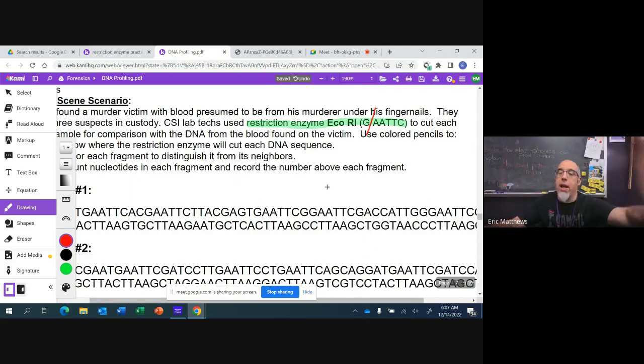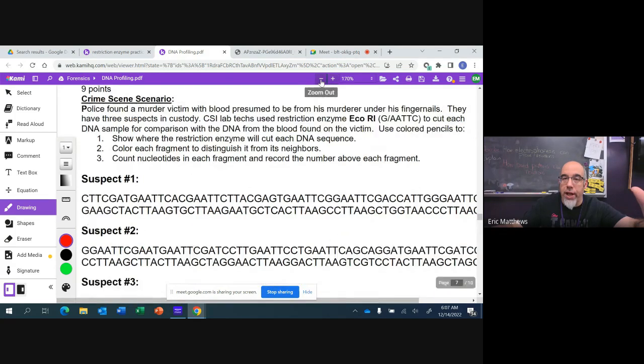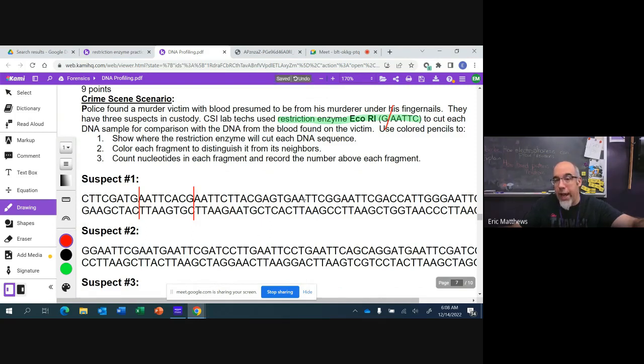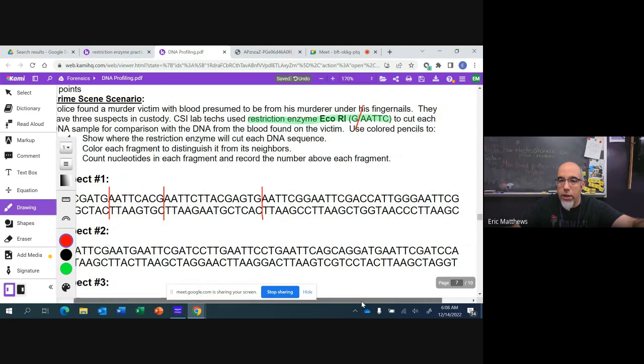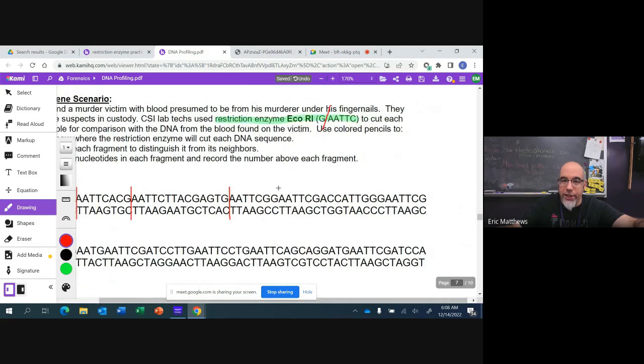So let me help you out with the first line. And then after that, you guys should be able to work on it. So we're looking for GAATTC. Here is a GAATTC. So I'll cut right after the G. Here is a GAATTC. So I'll cut right after the G. Nope, that's not it. Here's GAATTC. So I'll cut right after the G. Here is a GAATTC. Hopefully by now, all of you get the idea. And then there's one more right here at the end.